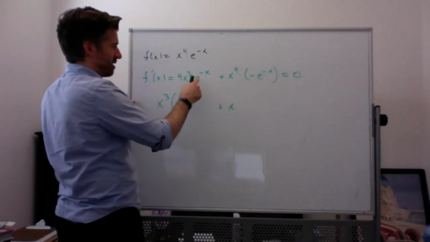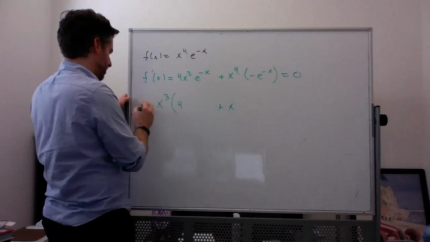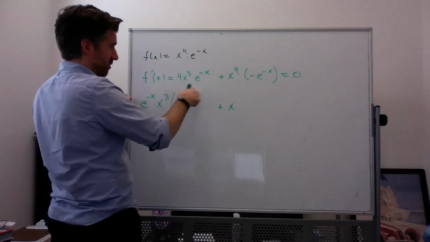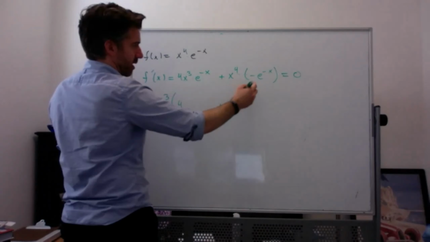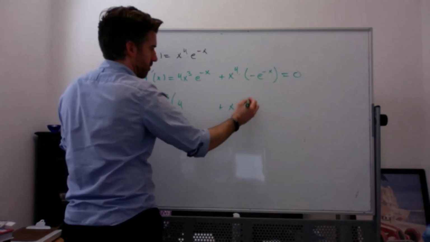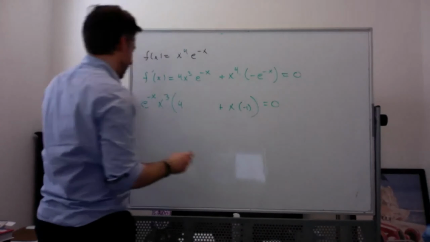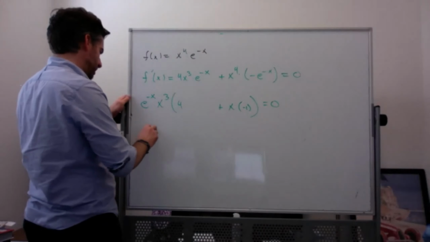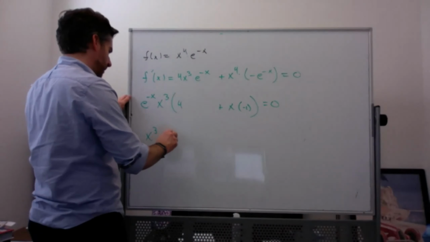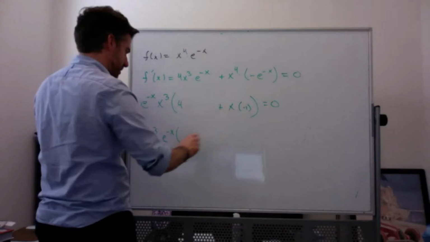I can also factor out an e to the negative x. So here I'm just left with a 4, and here there's still a minus 1 left behind. Writing this a little bit more nicely, I've got x cubed times e to the negative x times (4 minus x).